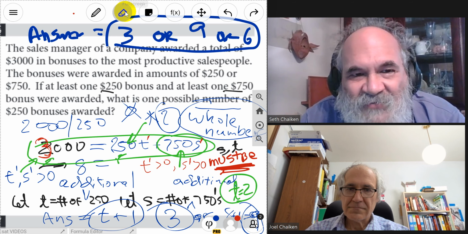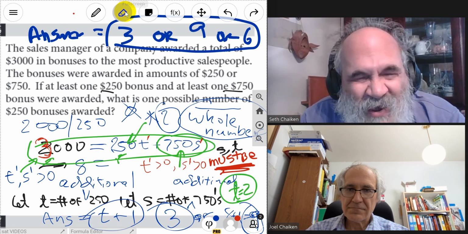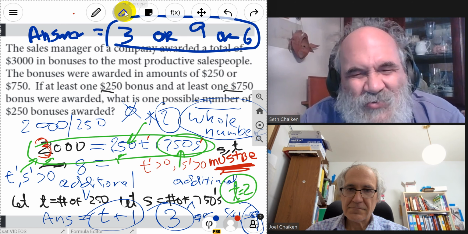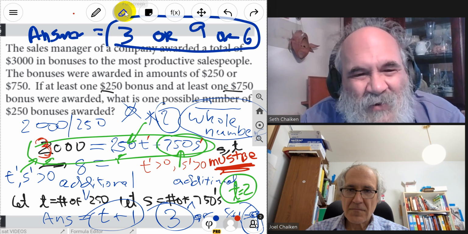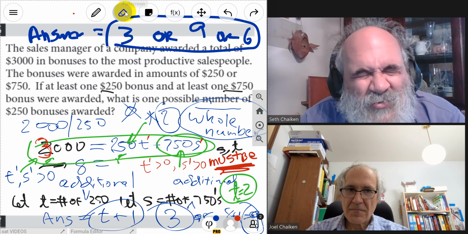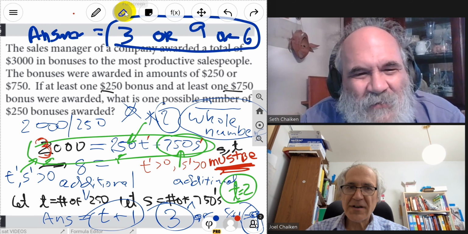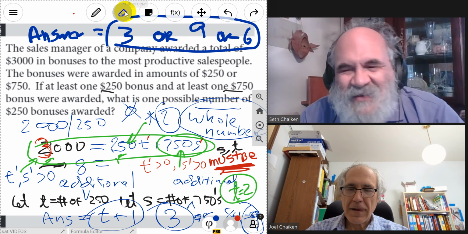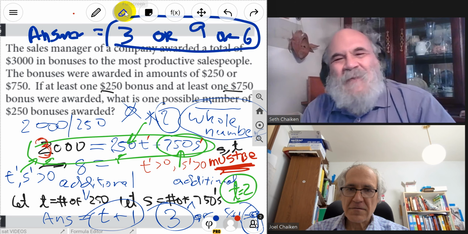And indeed, if S prime equals 1, what you have left over is $2,500. And so T prime becomes 10. No, it becomes 2,250, right? Which is 9. Yeah, which makes T prime be 9, which gives you that answer. So you can do it that way too. Right? Yeah.